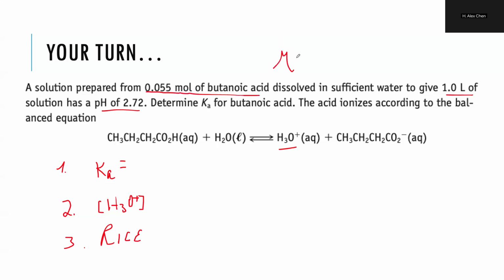So the concentration for butanoic acid is really just moles over liters, over 1 liter. Then you can get an initial concentration of butanoic acid. You have no products initially, and you know the change from the balanced equation, which is already balanced. Then in your equilibrium, you can just add initial and change. You can do the RICE table, and then plug in the numbers to find the Ka value. Use the example that we just did for guidance.